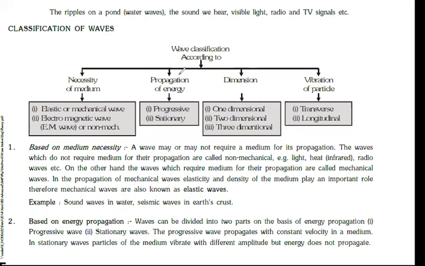So I can say, when you talk about different types of waves, on the basis of medium, we can have elastic or mechanical wave, which requires a medium, and then we have electromagnetic wave, which does not require a medium. They are known as non-mechanical waves also. Then on the basis of propagation of energy, we have traveling wave or progressive wave, and then we have stationary wave, in which energy is trapped between two points. We'll talk about the stationary wave.